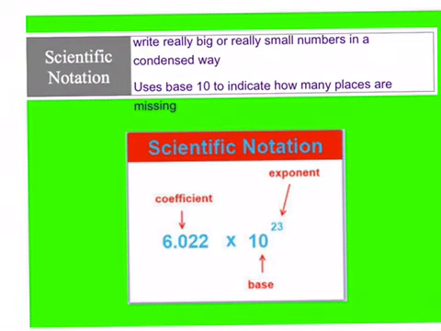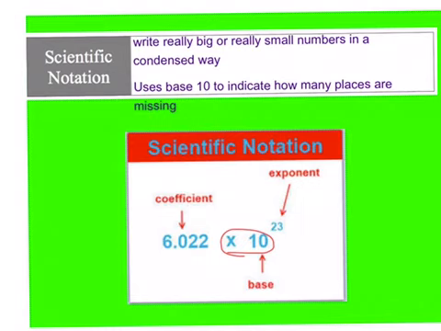Scientific notation is a thing that we use to write really big numbers or really small numbers in a condensed, shorter way. There are a couple of rules we need to remember. Our base 10 indicates how many places are missing. The times 10 will always be in your answer if you're writing in scientific notation. So that is always going to say a times 10.